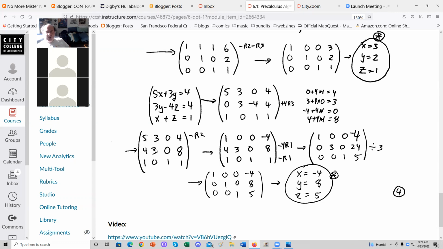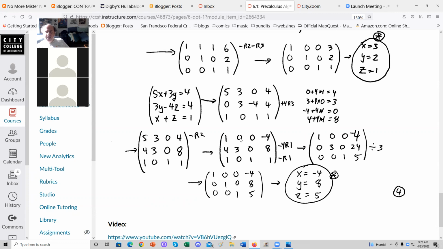This is pretty coincidental. We have 5304, 4308. A simple subtraction will clear away this. So we'll take row 1 and subtract row 2 from it. 5 minus 4 is a 1 there. 3 minus 3 is 0, 0 there. 0 minus 0 is 0, 0 there. 4 minus 8 is negative 4, goes there. Already we're seeing that x is negative 4.